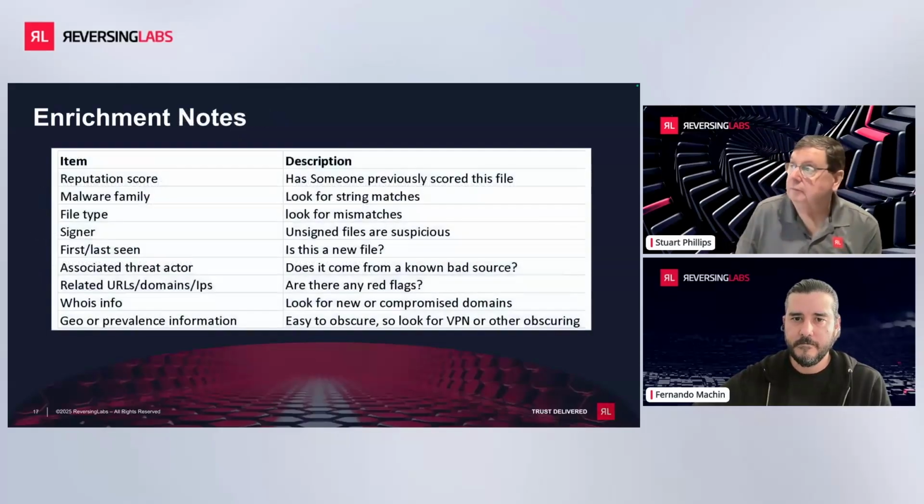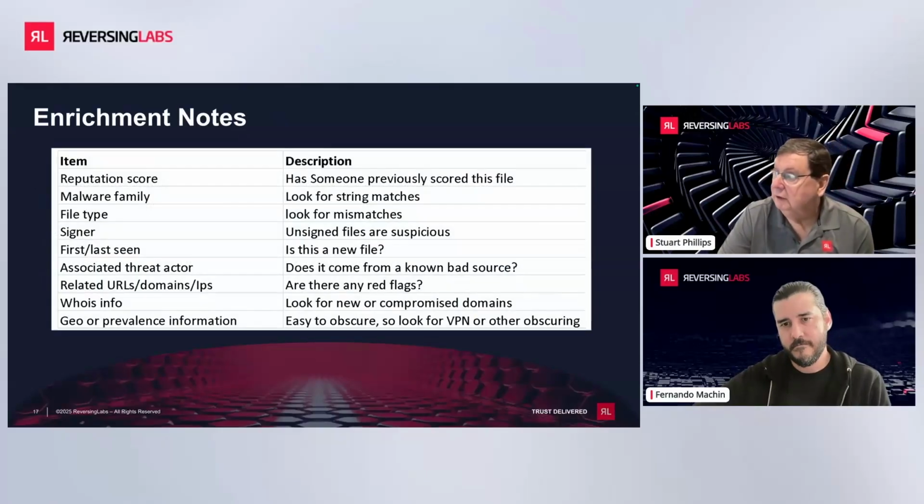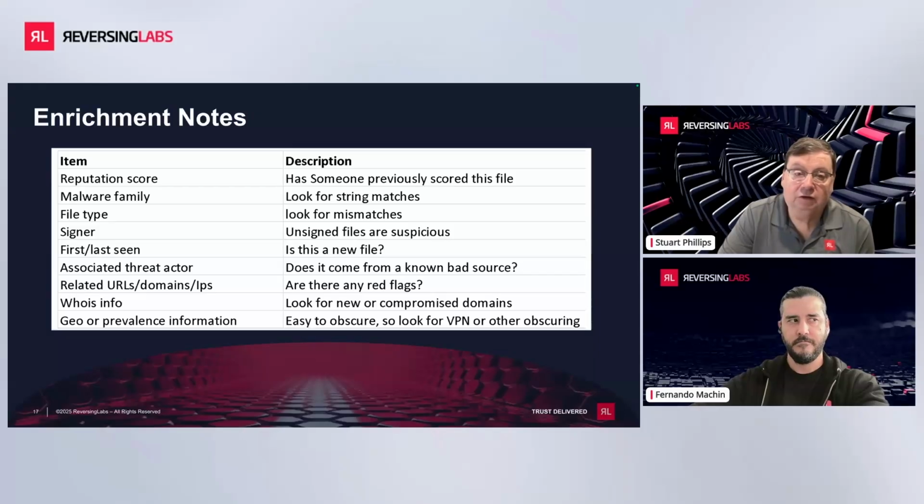Okay, thank you. So again, we look at this and say, here are the types of things that you would look at. Reputation score: has somebody else previously said this is malware? Again, we'll read through all these, but these are the kind of things that you would look at to say, what are the things I'm interested in? Is there any piece of information here that I can make a decision on?